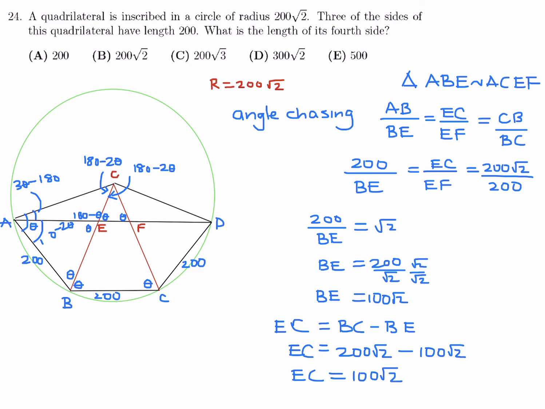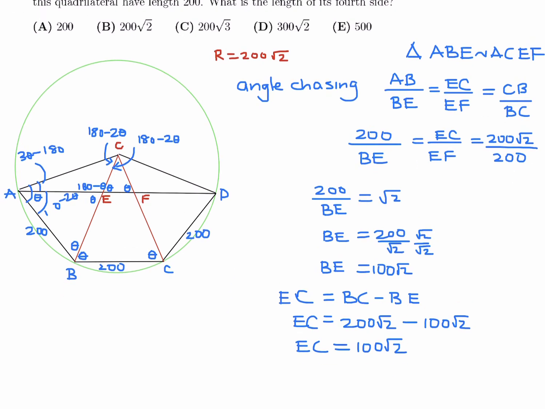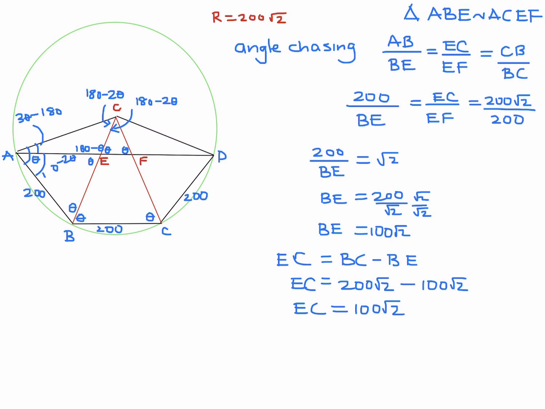Okay, and then finally we can figure out EF using this equation right here. We've got EC over EF is equal to root 2. EC is 100 root 2, so it's root 2 times EF. So that means EF is equal to 100. All right, we're done. Final step.